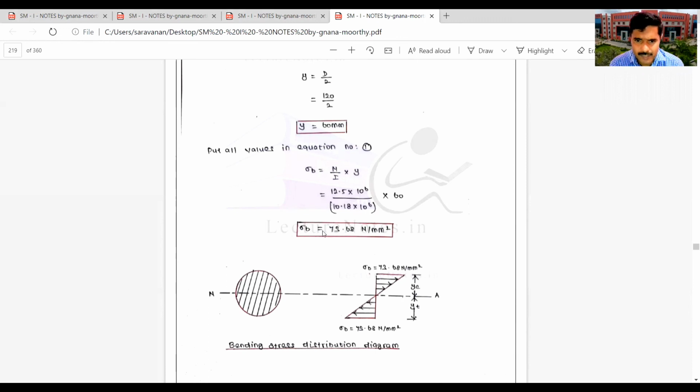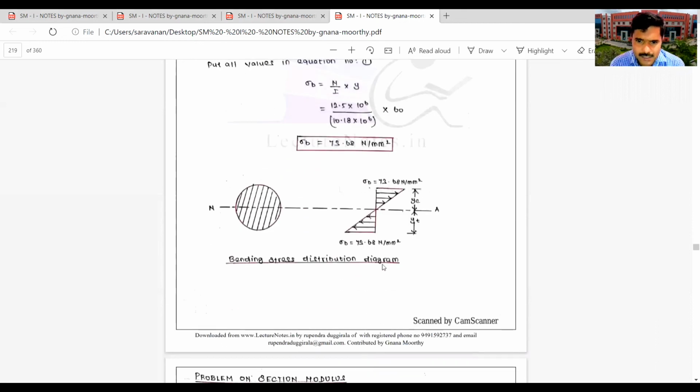Substitute, you will get sigma b value, bending stress 73.68 is the maximum stress, 73.68 Newton per mm square. So this is the bending stress distribution diagram. This is the circular section, neutral axis at the center. At center the bending stress will be 0. Then at the extreme top fiber the maximum bending stress. Similarly at the extreme bottom fiber the maximum stress. So remaining, it will increase gradually from 0 to the maximum stress. Okay. So I hope you understand how to solve the problem using the bending equation, right? So thank you.